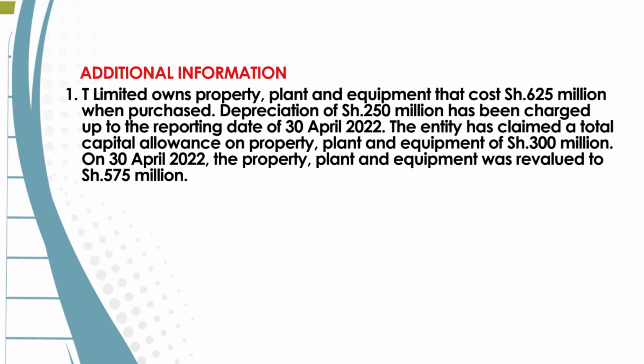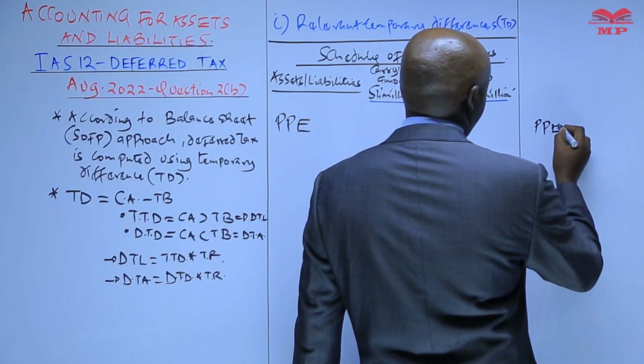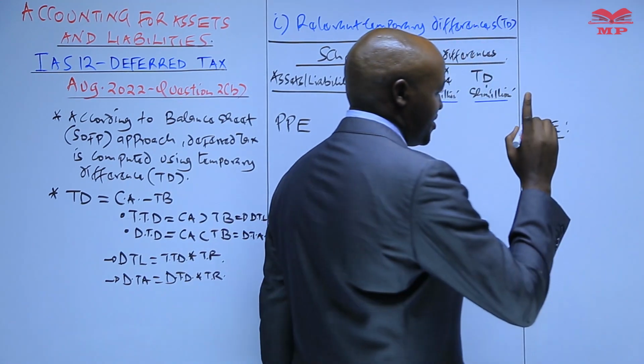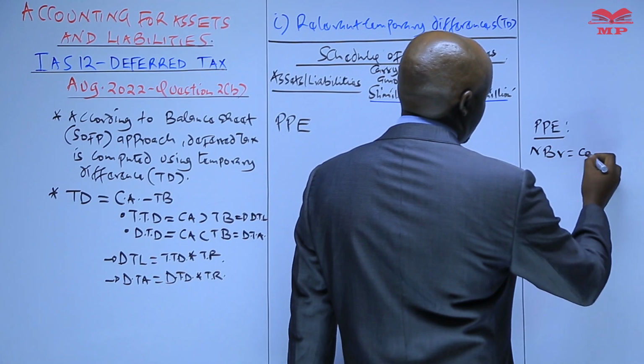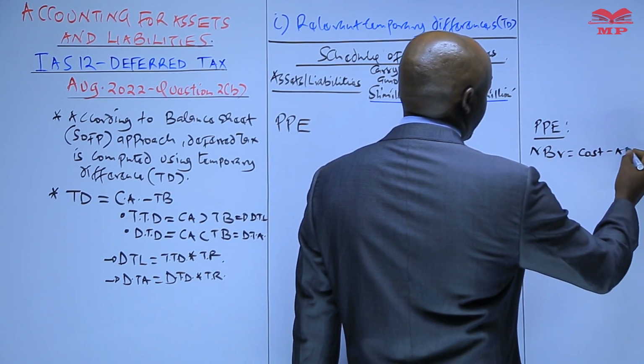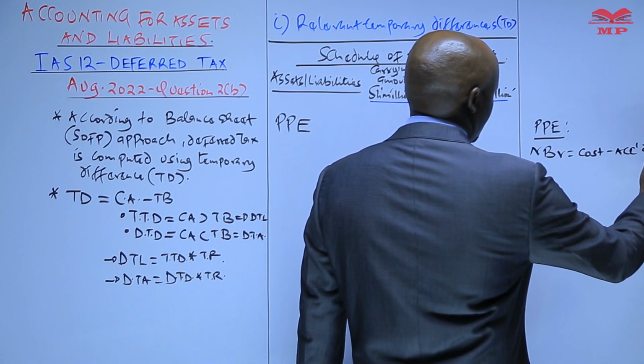And then you're told at the end of the current year, this particular property, plant, and equipment were revalued at an amount of how much? 575. Now, as far as the PP is concerned, we are given three values there, or basically we can determine three values. Number one, we can determine the net book value of this PP, which will be equal to the cost minus accumulated depreciation.